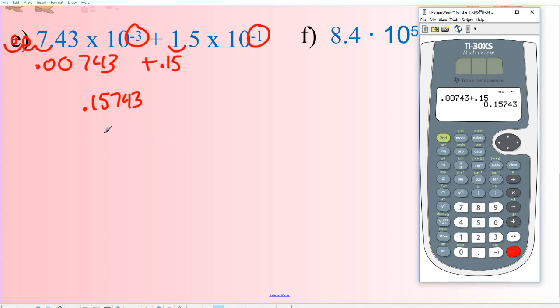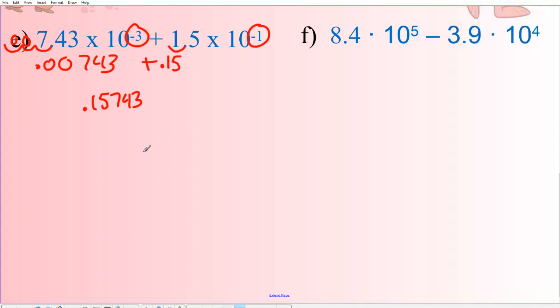And now we change this back into scientific notation, so the decimal needs to go between the first 2 digits, 1.5743, times 10 to what power? Well, you move the decimal 1 place, and since this is a very, very small number, it needs to be a small exponent.